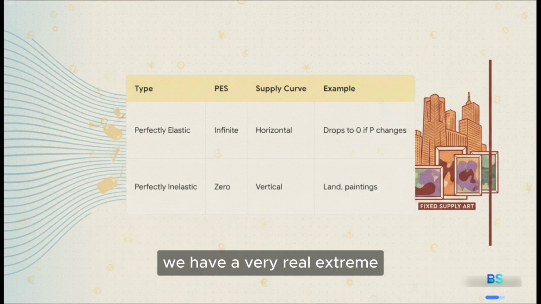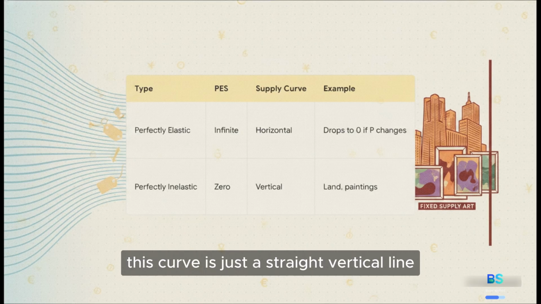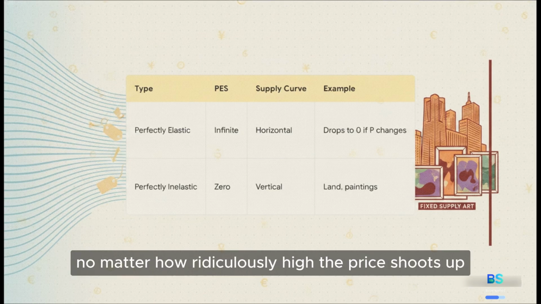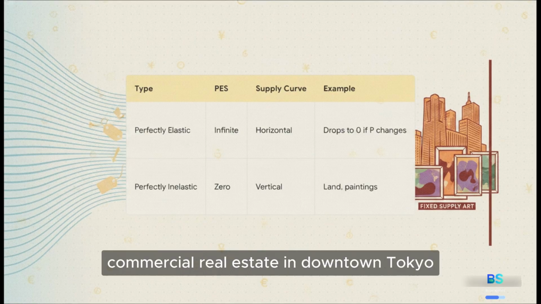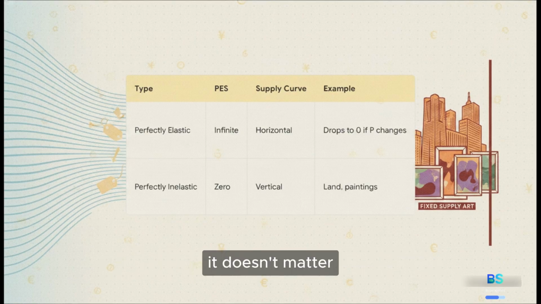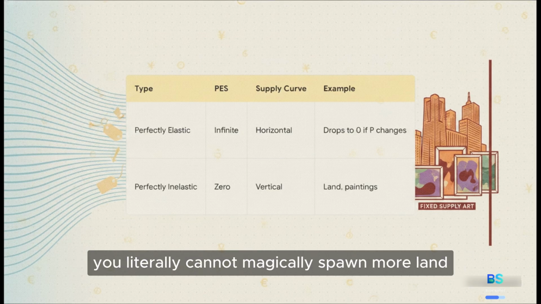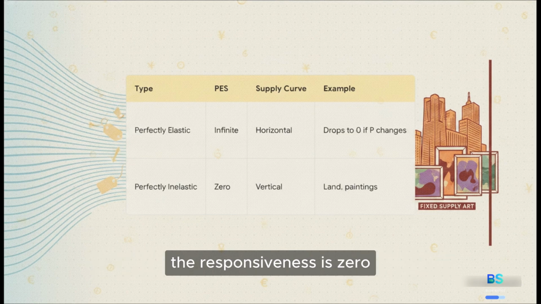Now on the right side, we have a very real extreme, perfectly inelastic supply, where elasticity is exactly zero. This curve is just a straight vertical line. This happens when the amount supplied is utterly stuck, no matter how ridiculously high the price shoots up. Think about prime commercial real estate in downtown Tokyo. It doesn't matter if developers show up with billions of dollars in cash, you literally cannot magically spawn more land in central Tokyo. The supply is completely fixed, the responsiveness is zero.